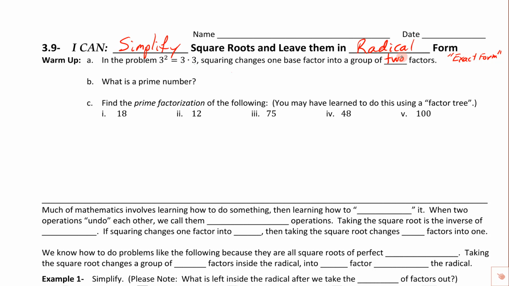Okay, next question is what is prime? Hopefully you remember what a prime number is. A prime number is a number that is divisible only by 1 and itself. Okay, so I'm going to put number divisible by only 1 and itself. And then you may have done some prime factorization, some factor trees and different things like that.